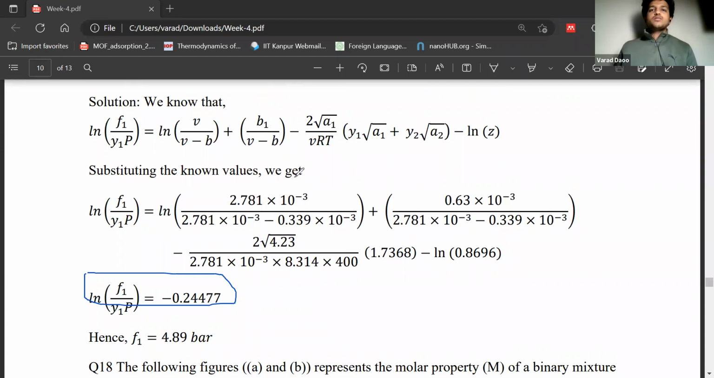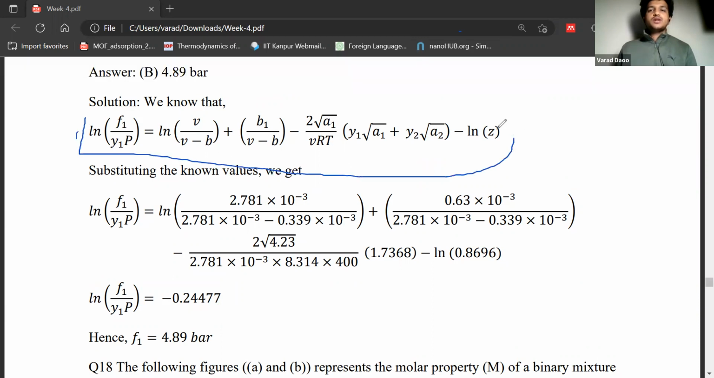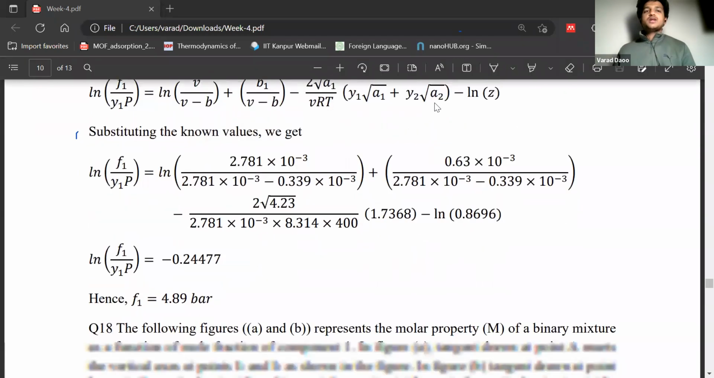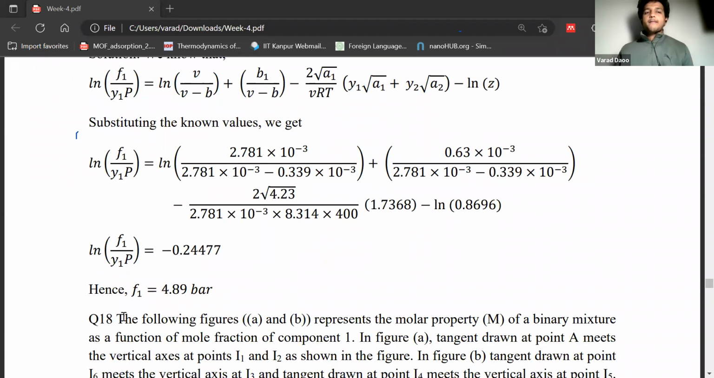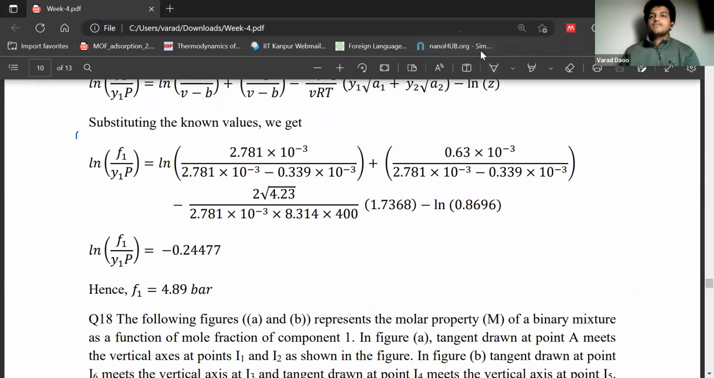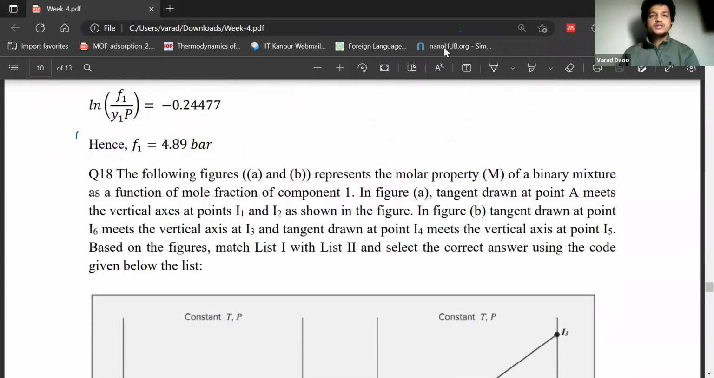So I'll give you a couple of minutes to write this expression down, and then afterwards you can try it at home. In the meantime, those who are done with writing can solve this question. We'll move on to the next question.